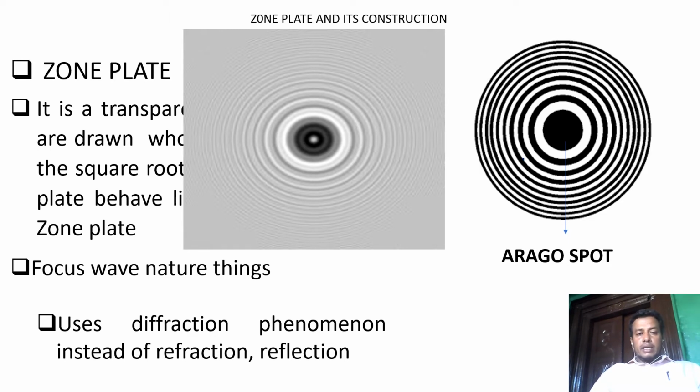A zone plate is a transparent material on which we draw concentric circles whose radii are directly proportional to the square root of natural numbers, and it behaves like a convex lens.